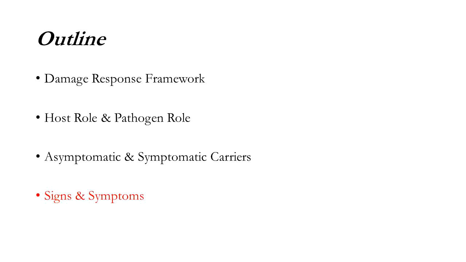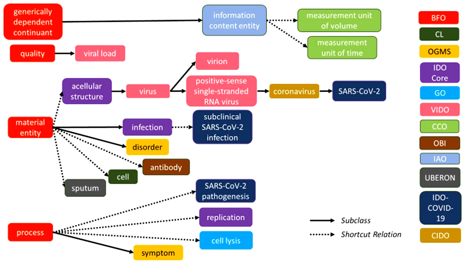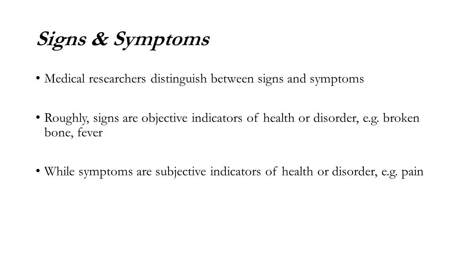Now, importantly, we need to define what signs and symptoms are. We get this from the Ontology of General Medical Science, so OGMS. We import symptom and sign from this ontology because they already exist. We're not trying to reinvent the wheel here. And there's a difference here that's worth noting. Medical researchers do distinguish between signs and symptoms.